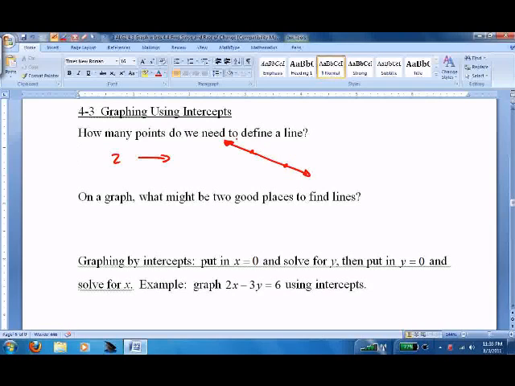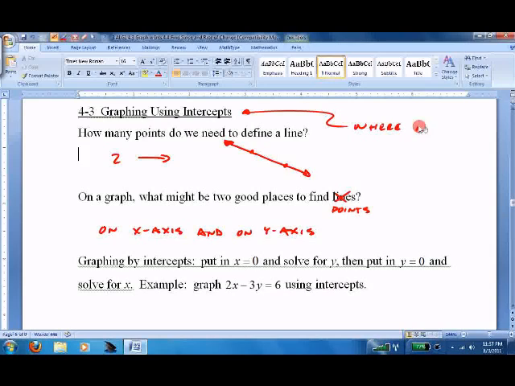So where are two good places to find points on a graph? And this is not always the case, but for our purposes it'll have to do. On the x-axis and on the y-axis. So that's why we call it graphing using intercepts. Intercepts where a line hits the x or y axis.